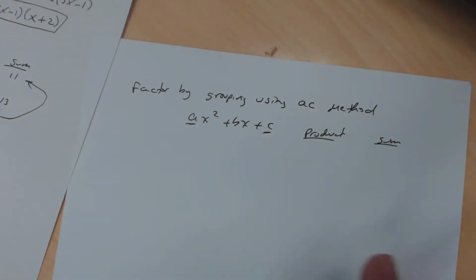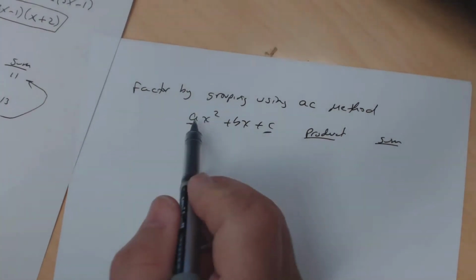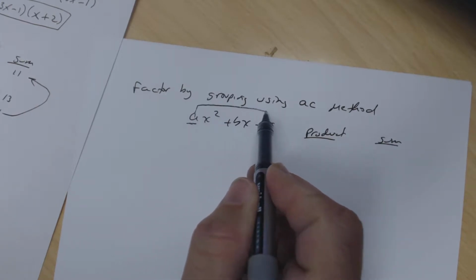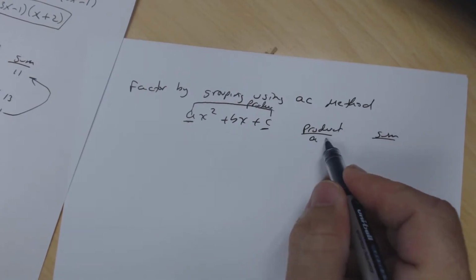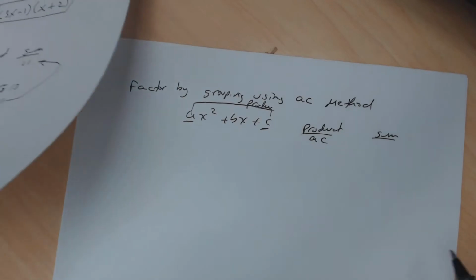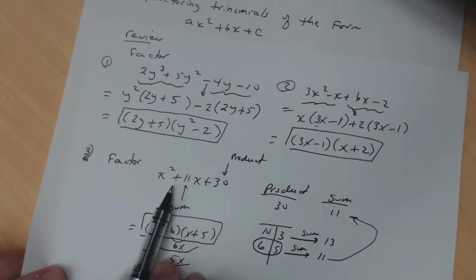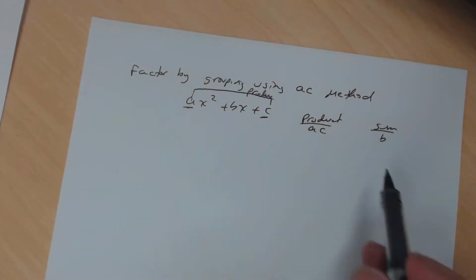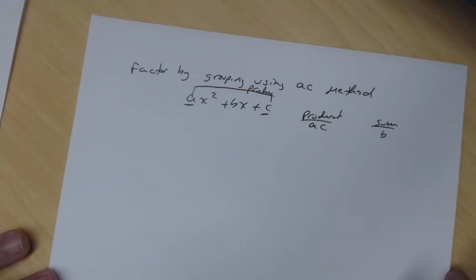Except this time the product is not just the constant. It's going to be the product of the leading coefficient and the constant. So the product has to be a times c, and the sum will be the coefficient of the middle term, just like before. So the sum will be 11. So the product will be a times c, and the sum will be 11. So that's the AC method.